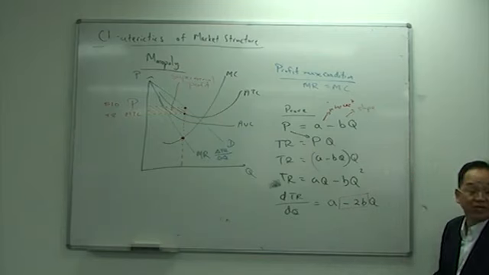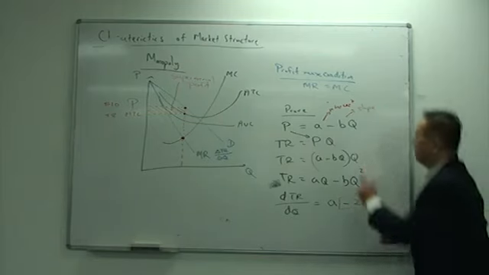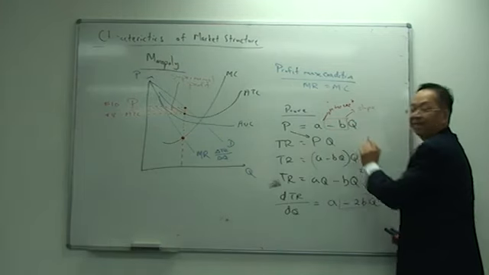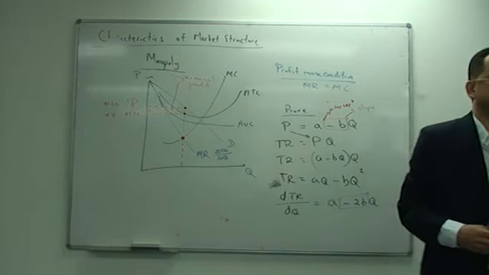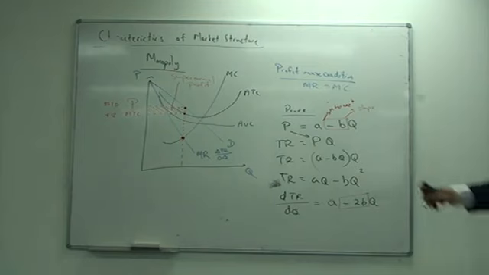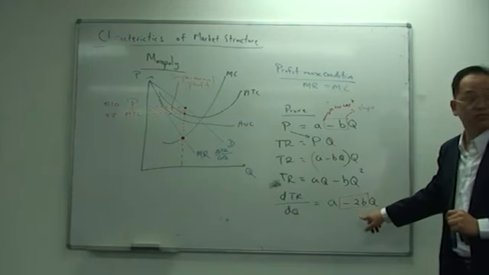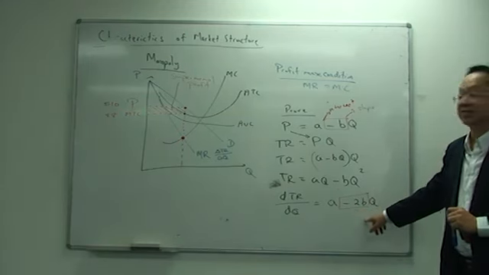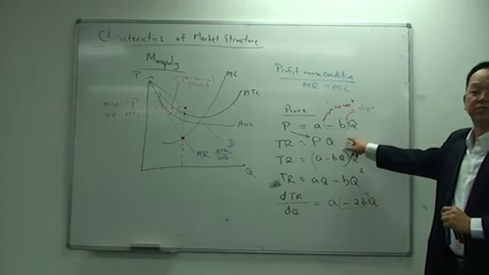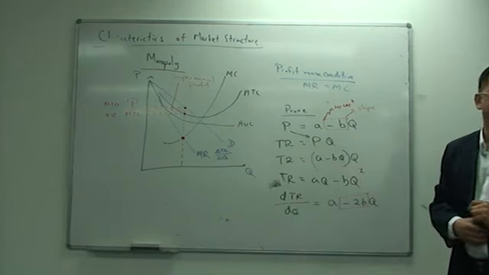Marginal revenue is 2 times of the demand curve. Okay? You don't need to know this, but I just prove to you why marginal revenue is always the slope itself is twice the slope of a demand curve. Okay?